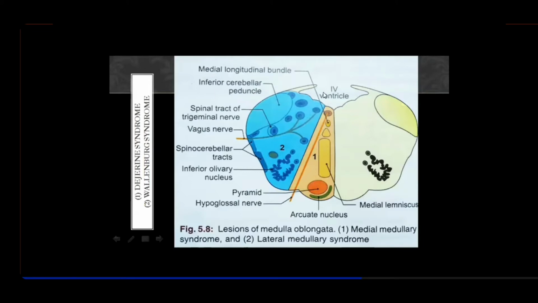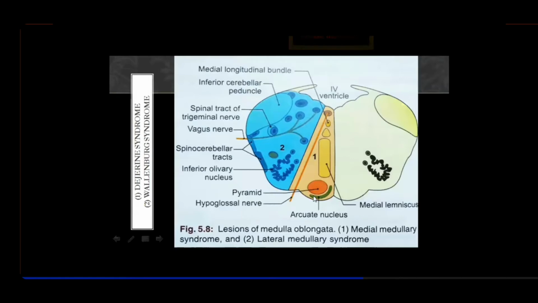Remember, whatever was happening about genioglossus, the contralateral supply of genioglossus, that was all related to the upper motor neurons, right? So when you talk about the lower motor neurons, you don't have to think much. It supplies the same side nucleus. Muscles of the same side.